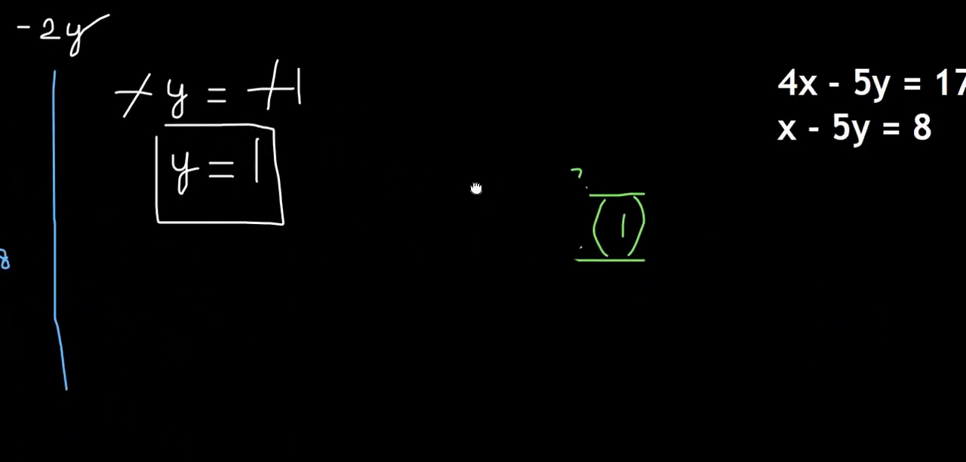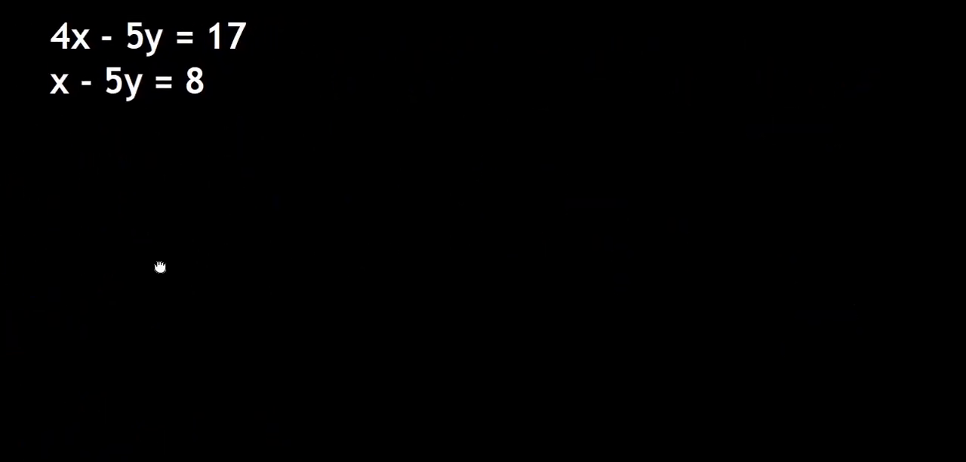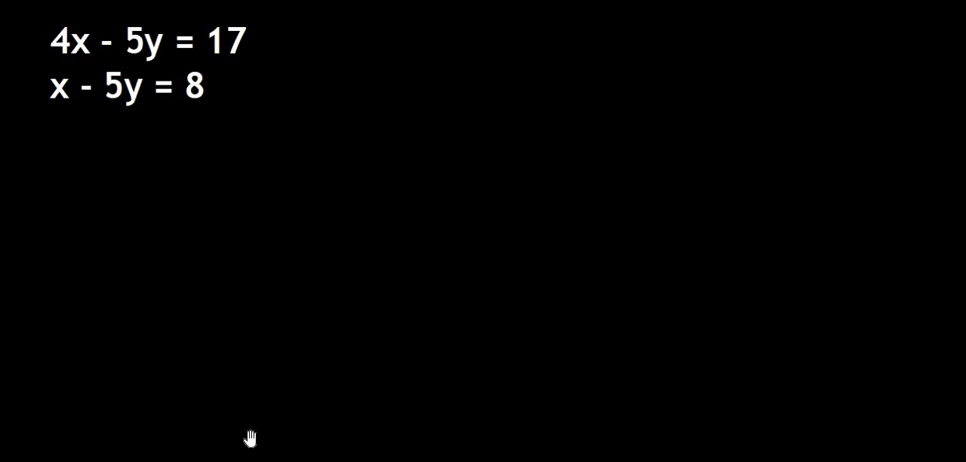Now let's move on to another question, which is 4x minus 5y equals 17 and x minus 5y equals 8. You can also solve this by the elimination method. Of course you can, but to show you how to solve by the substitution method, we're going to solve it with that method. So what we have to do is use the same method. The digits are different. So now let's choose this equation to find the value of x or the value of y, because this has smaller digits.